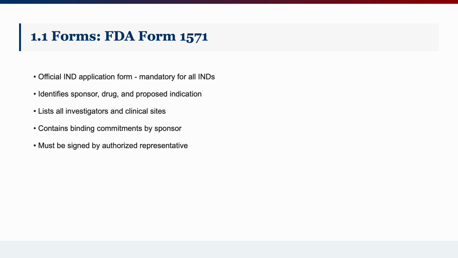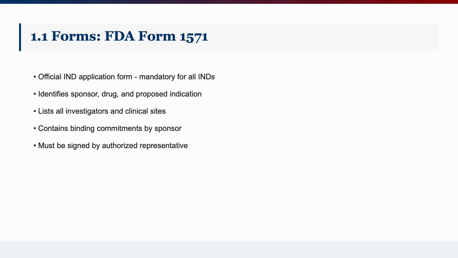The 1571 also contains several binding commitments that the sponsor must make. By signing this form, you're committing to comply with all applicable regulations, to not begin clinical investigations until the IND goes into effect, and to submit required reports and amendments.